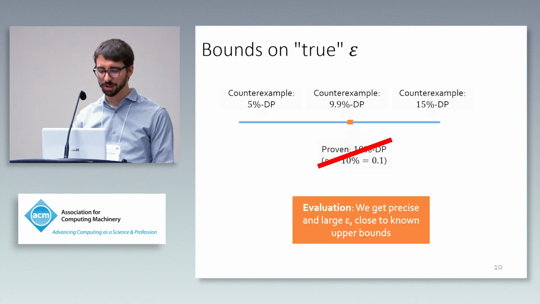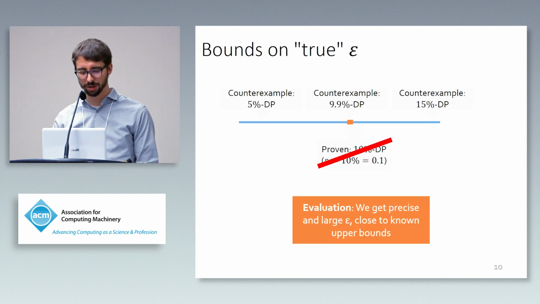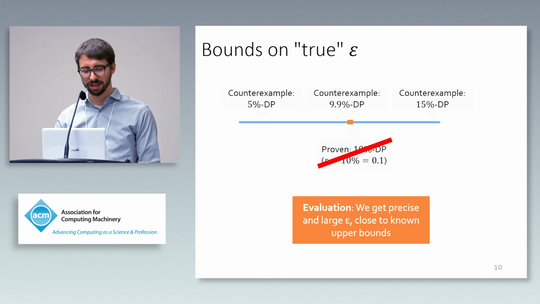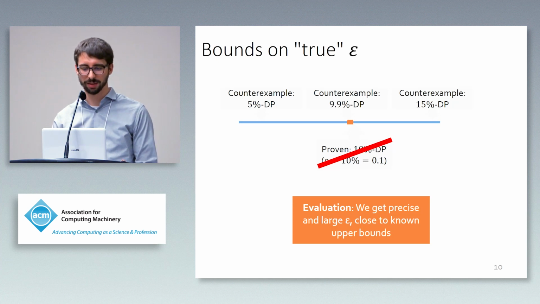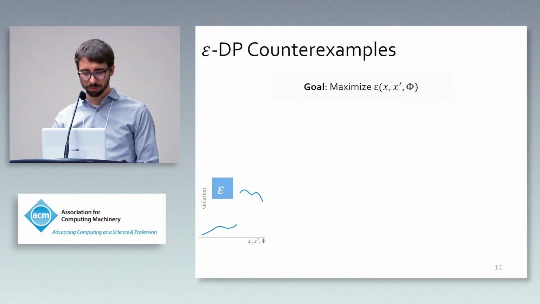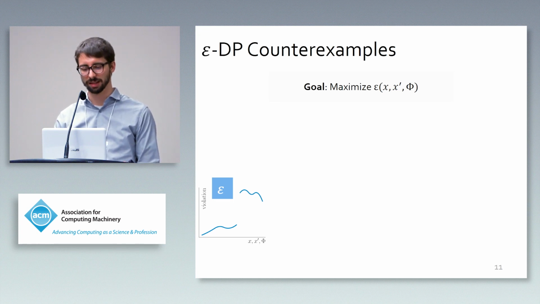And in our evaluation, which I will quickly show to you later on, we show that we get precise and large epsilons that are even close to the known upper bounds for the algorithms we investigated. So, as I said, what we would like to do in this work is maximize the epsilon that depends on x prime and phi. And to do this, we need to address two key challenges.